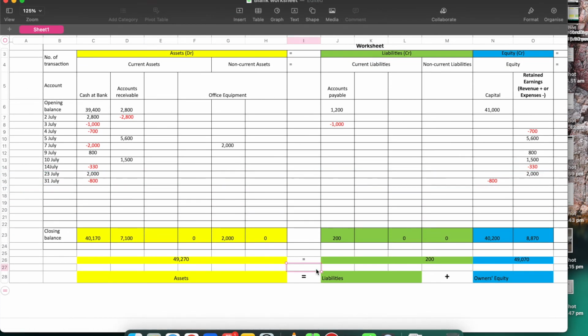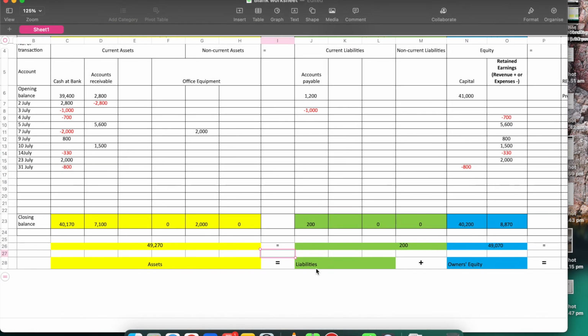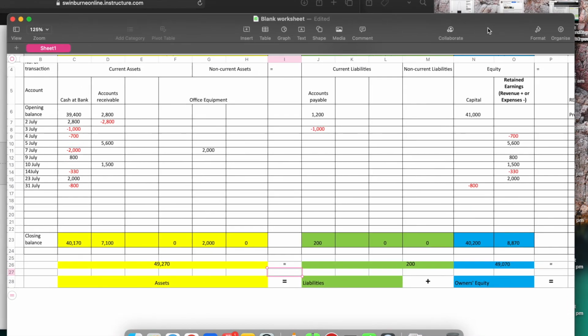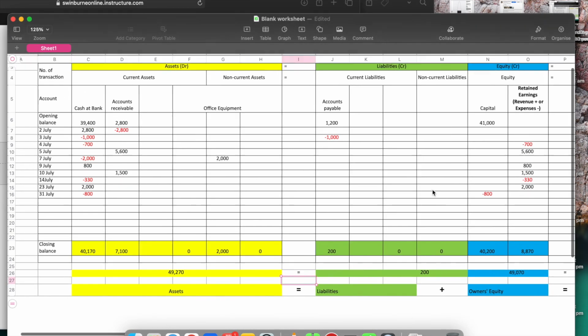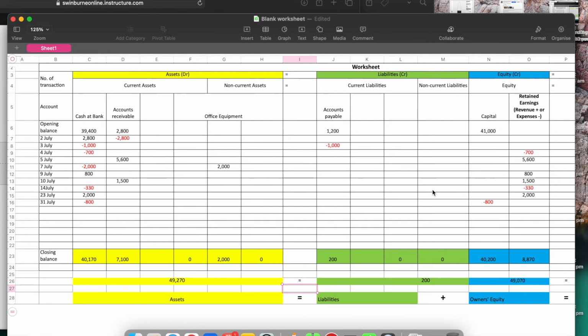Now, this is all complete. I've done it correctly because I've checked with the answers, and I also know what I'm doing, having done this a couple of times. Another way we can check it is, remember our accounting equation: assets equals liabilities plus owner's equity. So assets of $49,270 should equal the sum of these two. If we add them up, they do. So we know we've reconciled it and we know we're correct. So that is done there.